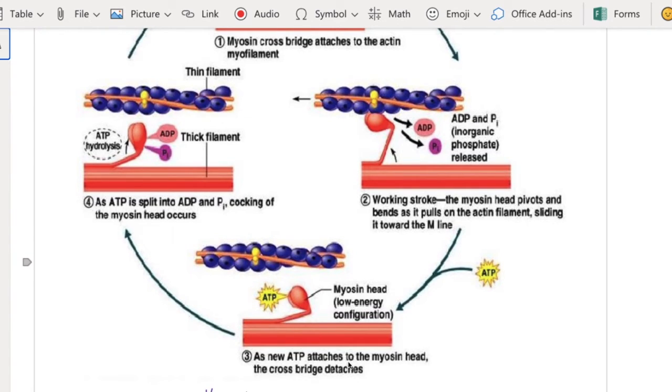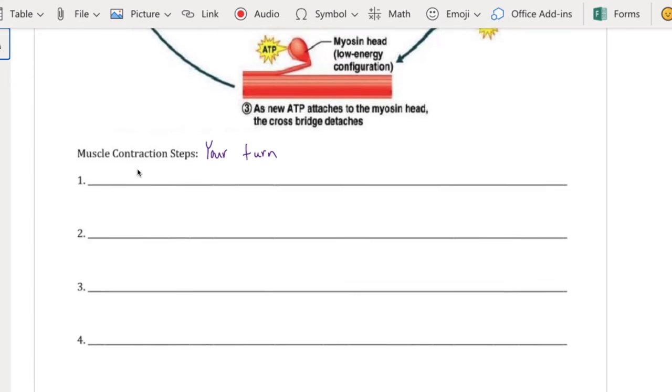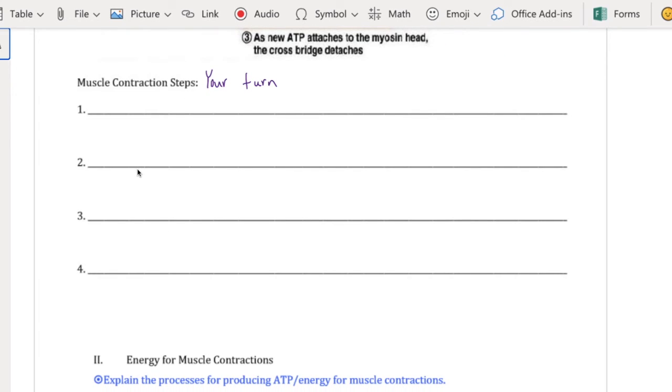As new ATP attaches to the myosin head, the cross bridge detaches. And then as ATP splits into ADP and phosphate, cocking of the myosin head occurs. So being able to cock the head like this, we're going to release ADP and phosphate, add ATP for the myosin head to be released, and then we're going to split the ATP again to get in position for the next turn. So now what I want you to do is fill out the next steps, the 4 steps of muscle contraction.